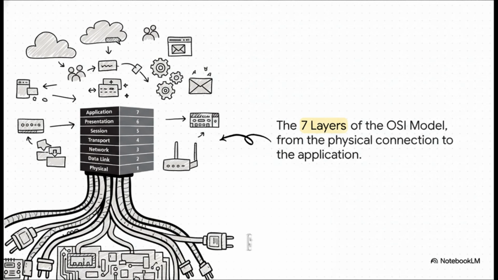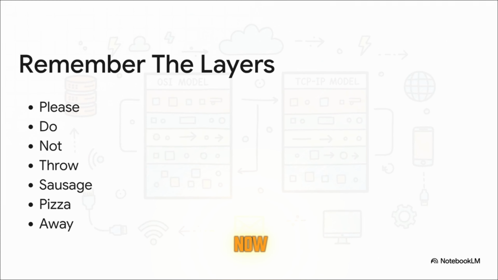And here it is, the famous 7-layer stack. You can see it starts at the bottom with the really physical stuff, the cables and hardware, and it moves all the way up to the top, to the apps that you and I actually use every day. Now, trying to memorize all 7 layers in order can be a pain, but thankfully, some clever network engineers came up with a really easy way to remember them from the bottom up. Just remember this sentence: Please do not throw sausage pizza away. Physical, data link, network, transport, session, presentation, application. See, you'll never forget it now.